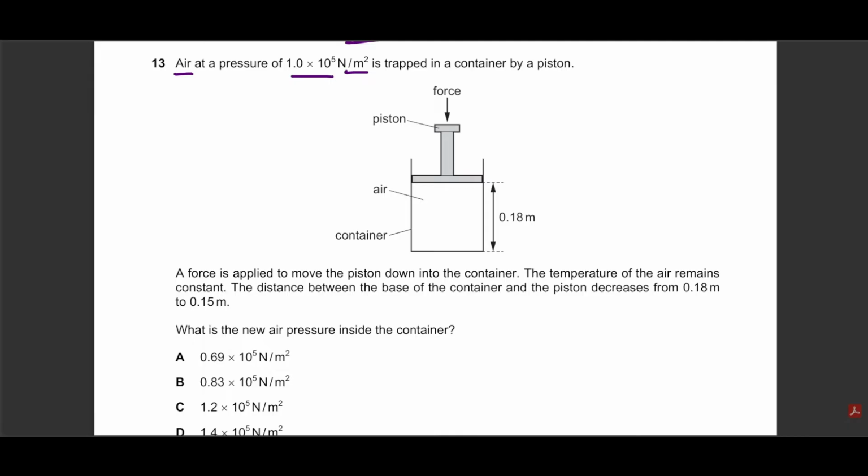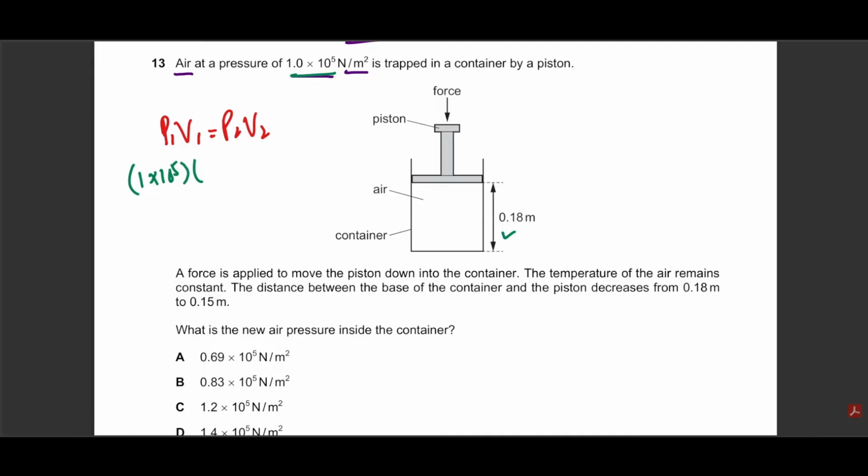Whenever you encounter a question related to gas pressure, always go back to the Boyle's law equation, which is P1 V1 equals P2 V2. 99% of the chances are that this is what he's going to use in this question. Let's see. He says that the pressure in the current situation was 1 into 10 raised to power 5.